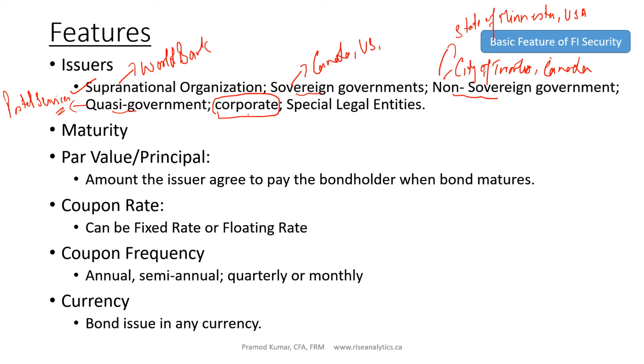These are not government owned, so it can be insurance companies or banks. So these are the traditional levels.